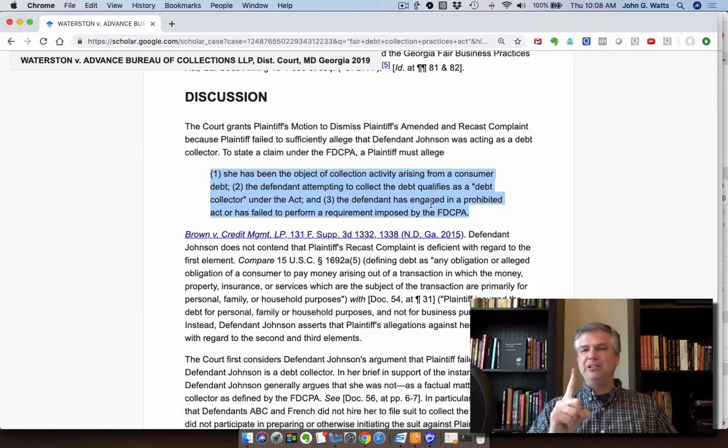Number 1 has to be consumer debt, so basically not business debt. Number 2 is the person you're suing or the company you're suing has to be considered a debt collector. And then number 3, there has to be an actual violation of the law. So you first start off saying, look, I'm a consumer, this is consumer debt. If you get past that, the next step is who you sued has to be a debt collector. If they're not, nothing else matters. And then finally, you have to show they violated the law.